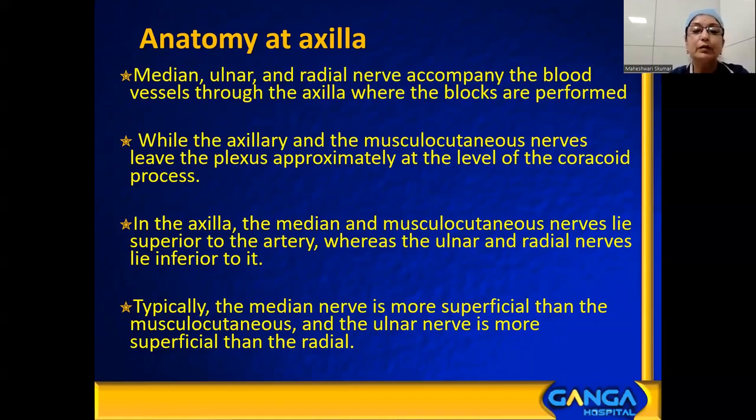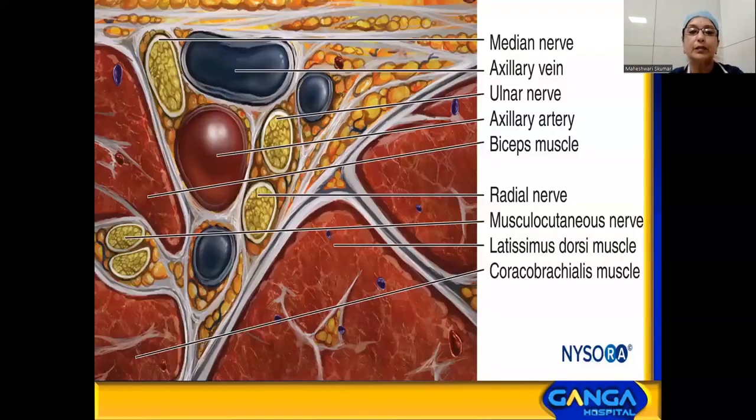And also, the median nerve is more superficial than the musculocutaneous, and the ulnar nerve is more superficial than the radial nerve. So in this slide, you can see the ulnar, median, and the radial nerve in relation to the axillary artery. The median nerve lies at 11 o'clock position, the ulnar nerve at around 3 o'clock, and the radial nerve between 5 and 6 o'clock position.